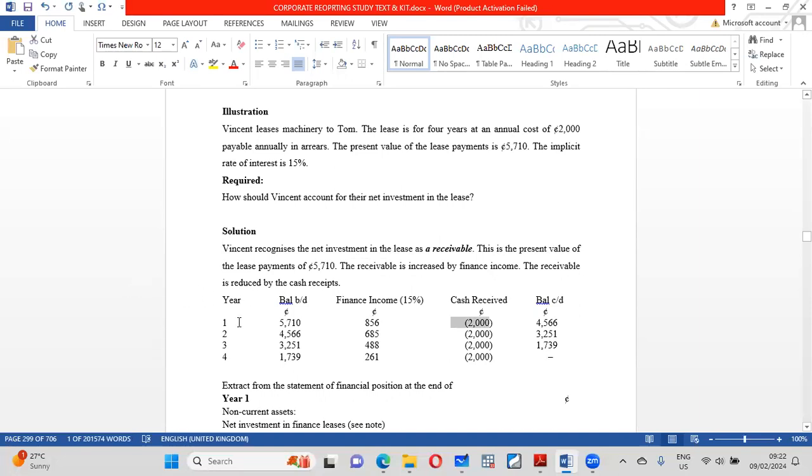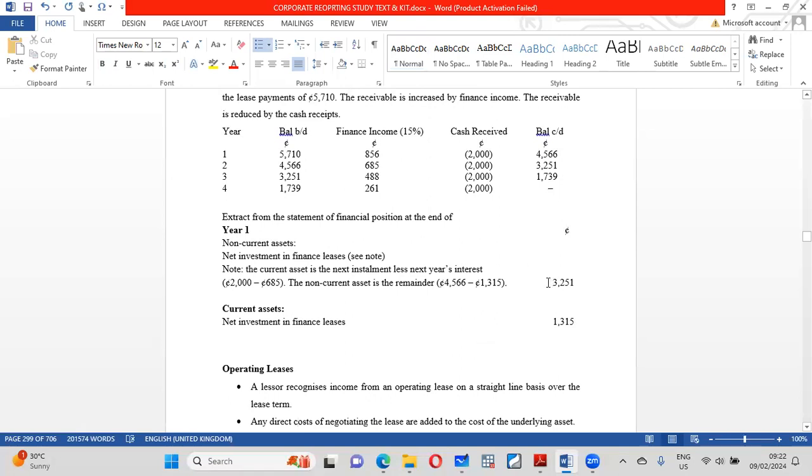So it means in this year, what is our finance NCA? This will be our NCA. The difference between this and this will be our current asset. So that is what you have here. This is what you have in your NCA. Then this one you have here is your finance income.